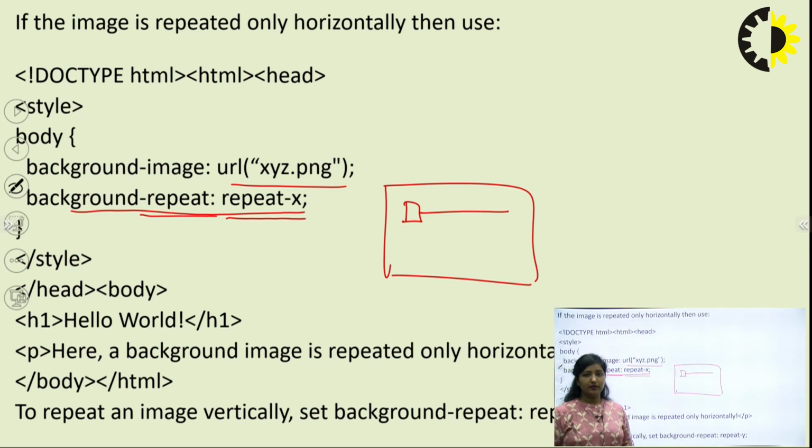Now, in a similar way, if I want that image to be repeated vertically, that means this is the image and I want this to be repeated in this vertical section, what do I have to write? I just have to write background-repeat: repeat-y. So, this is the way we can make the images repeat horizontally as well as vertically. If I am repeating horizontally, it is the x axis. If I am repeating vertically, then it is the y axis.